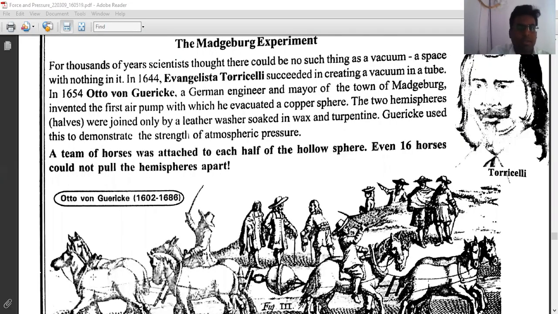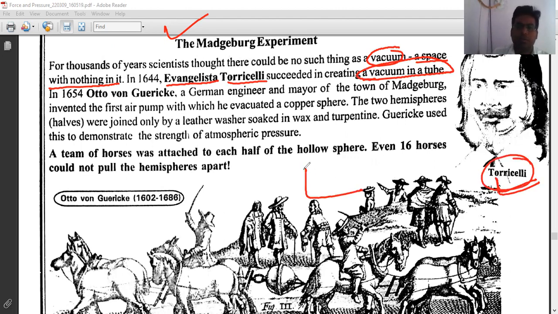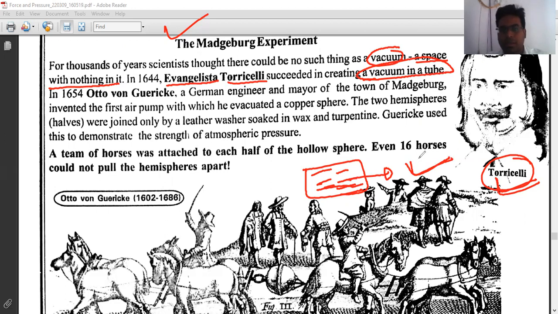Now look at the Magdeburg experiment. For thousands of years, scientists thought that there could be no such thing as a vacuum, a space with nothing in it. In 1644, Evangelista Torricelli succeeded in creating a vacuum in a tube, right? He created the vacuum in the tube because the air particles were evacuated from the tube and a vacuum is created. Vacuum is nothing but there are no particles or any gases there.